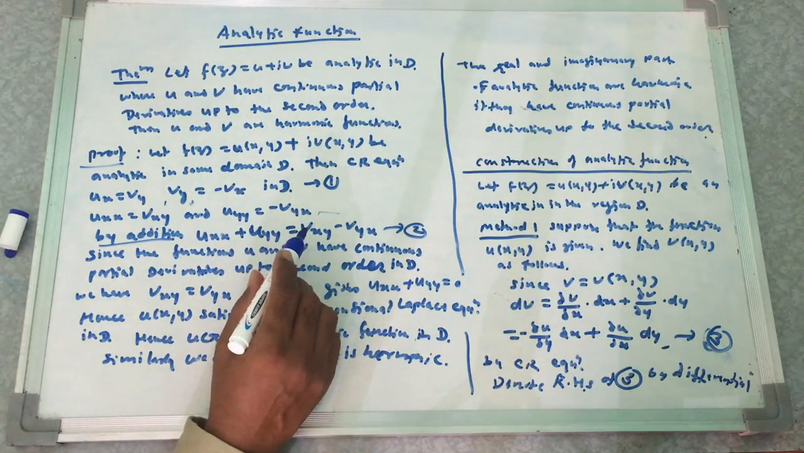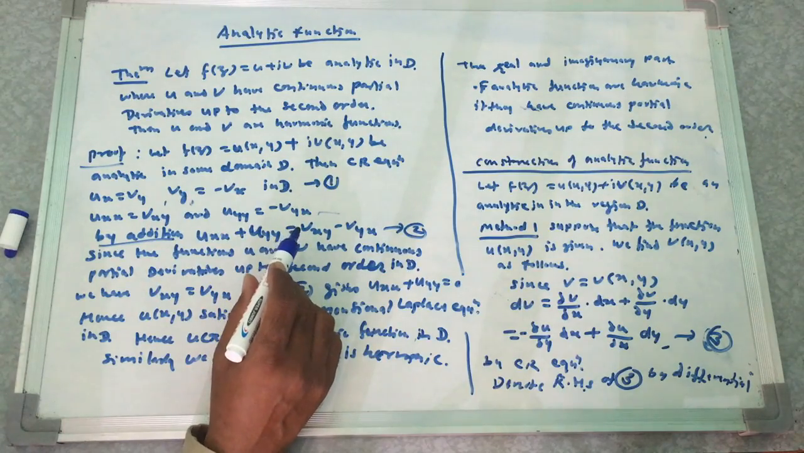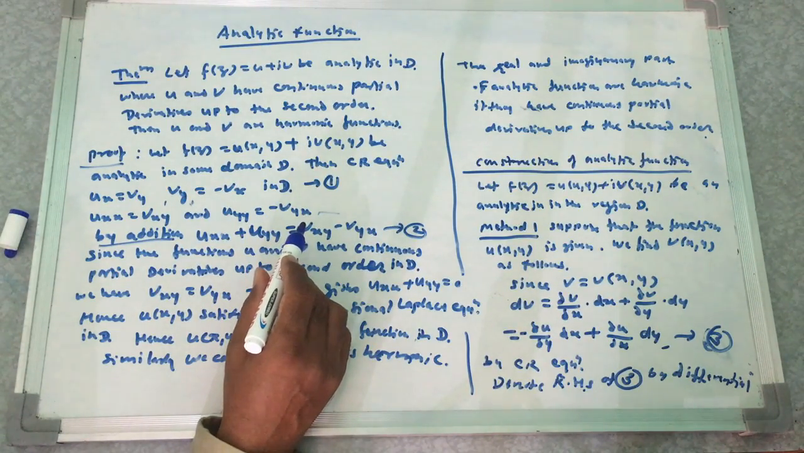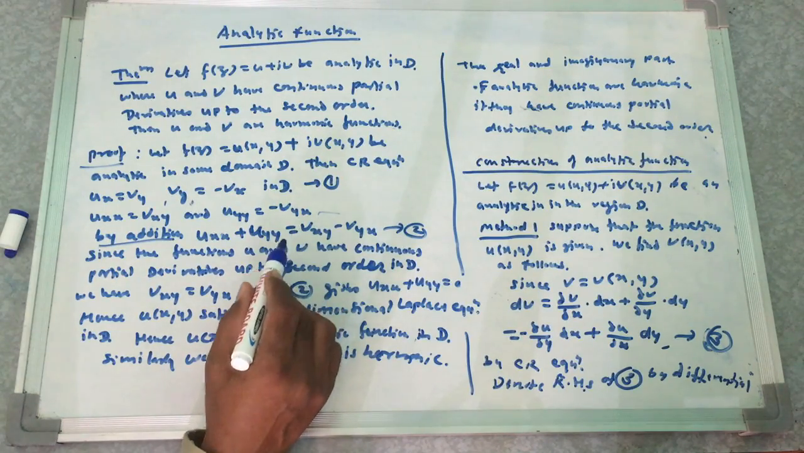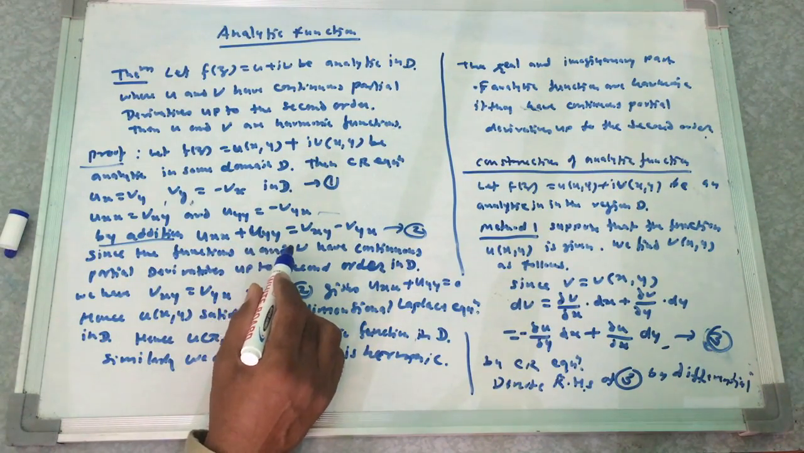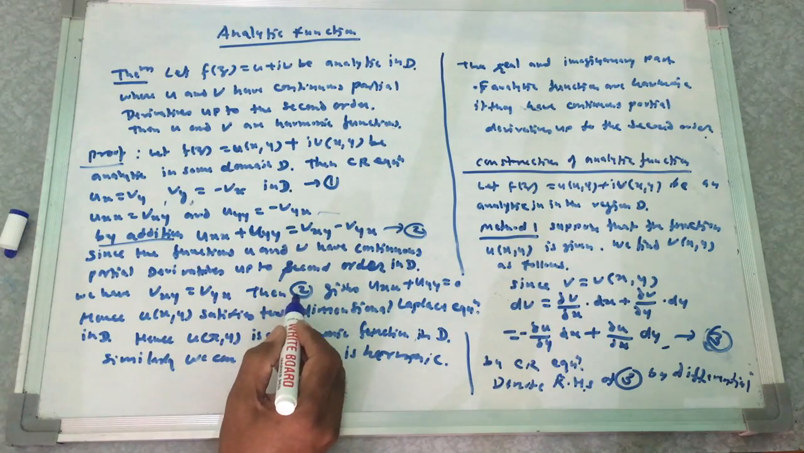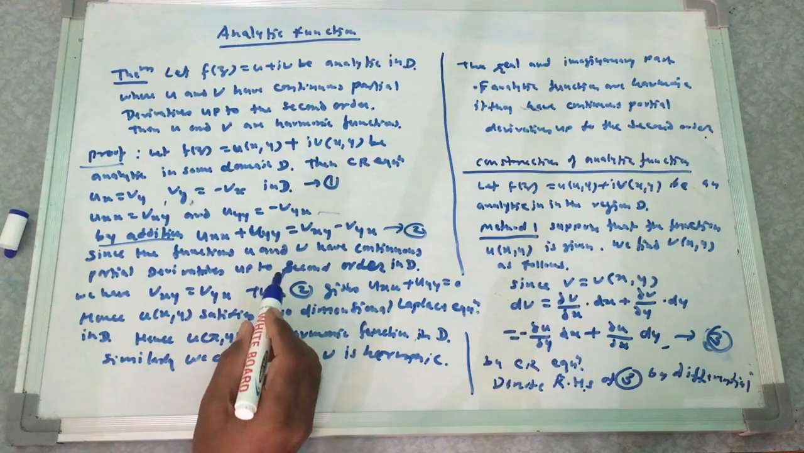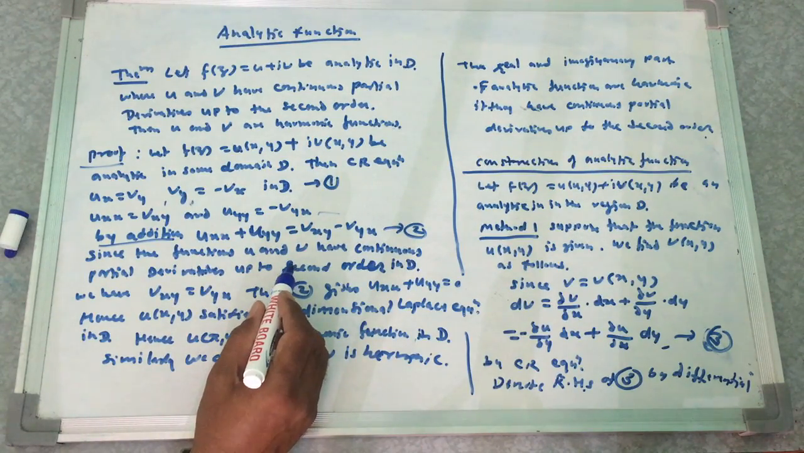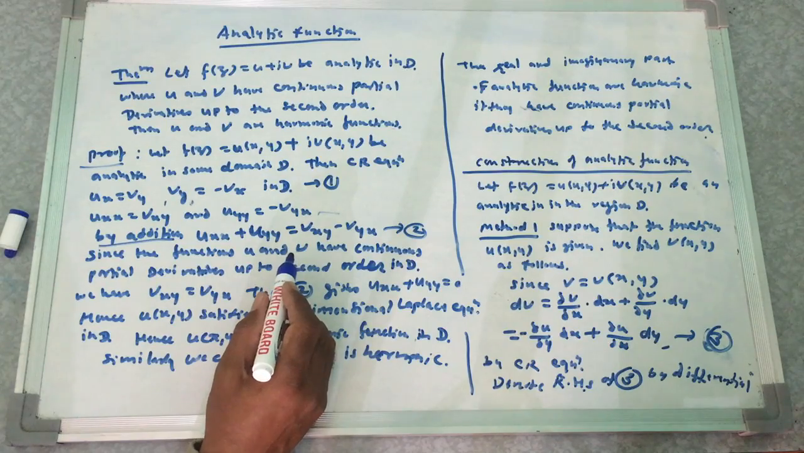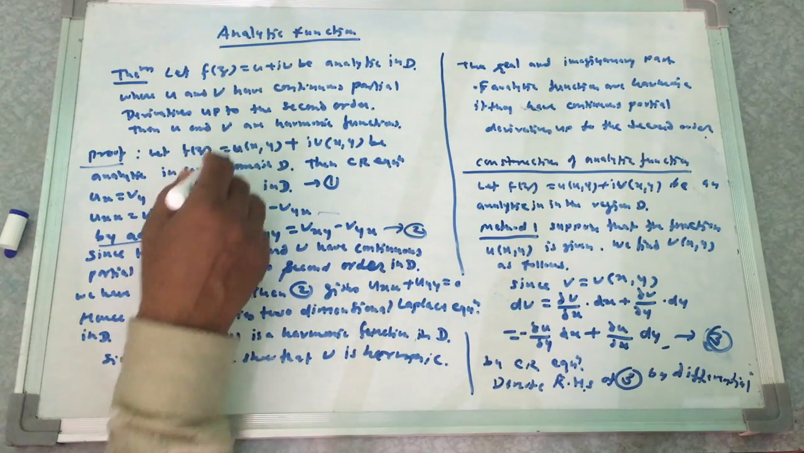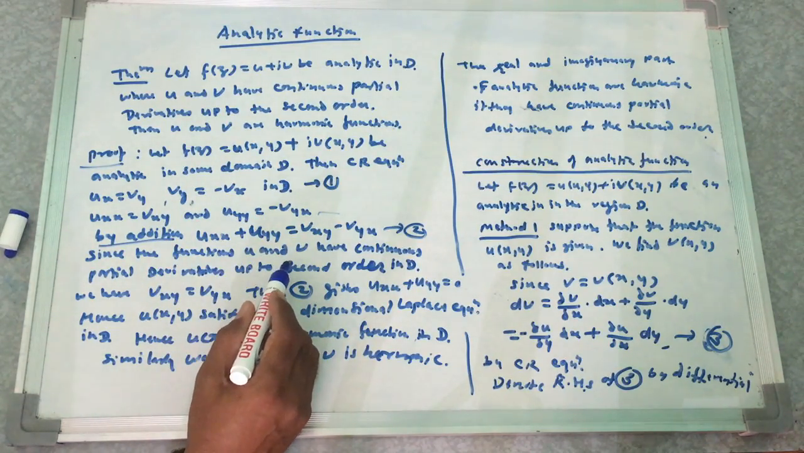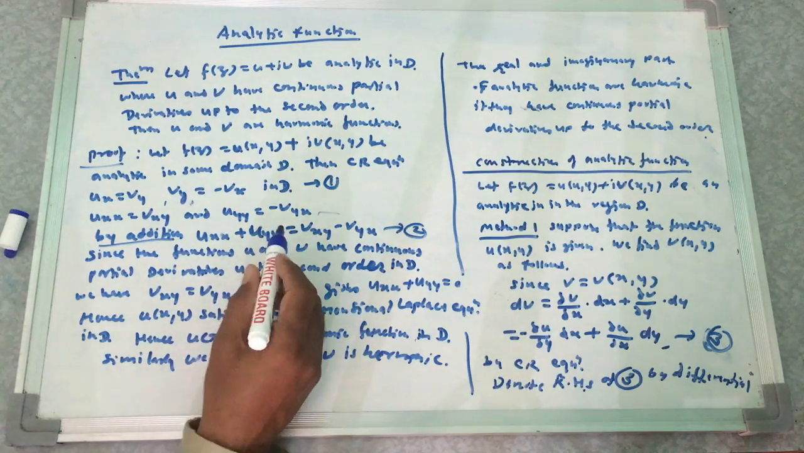Since the functions u and v have continuous partial derivatives up to the second order in D, we have v suffix xy equal to v suffix yx. Then equation 2 gives u suffix xx plus u suffix yy is equal to 0. So hence u of x,y satisfies the two-dimensional Laplace equation in D. Hence u of x,y is a harmonic function in D. Similarly, we can show that v is harmonic.